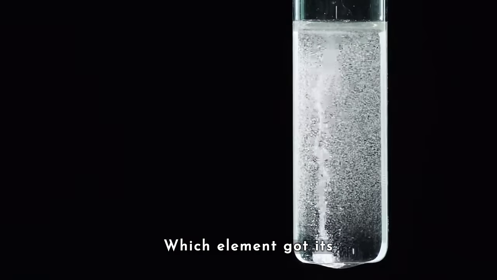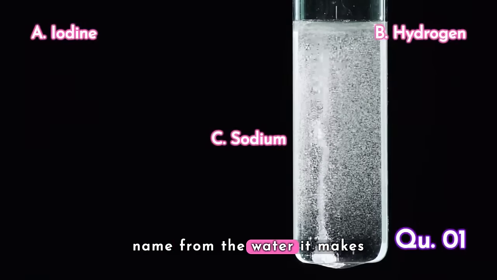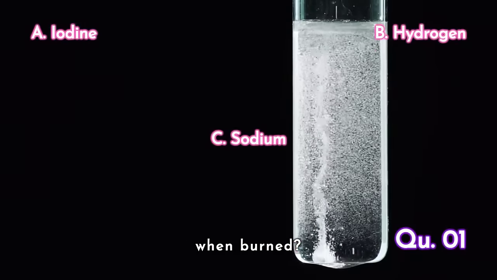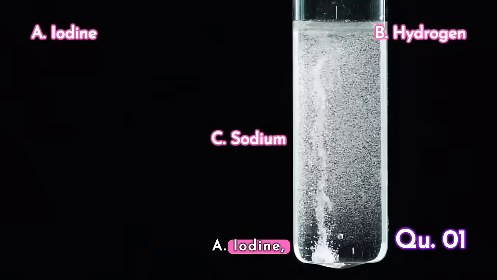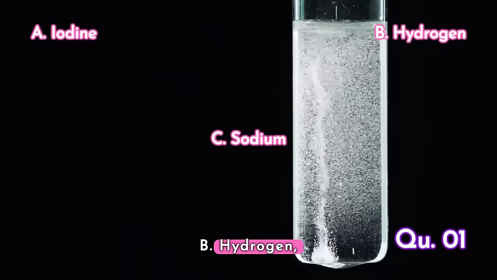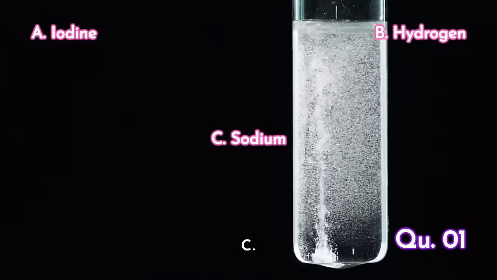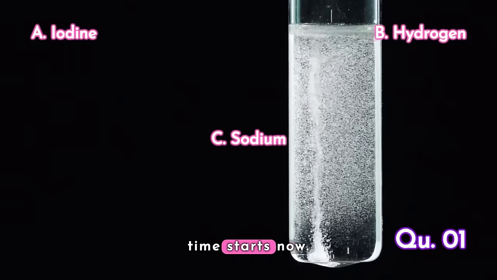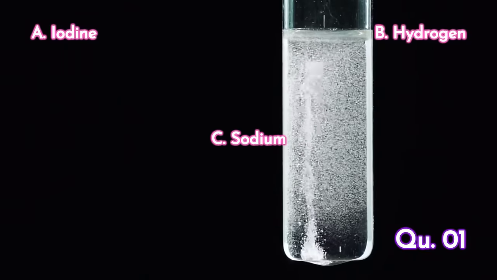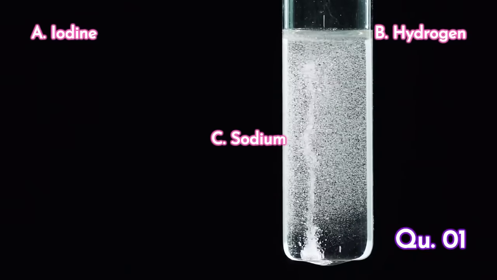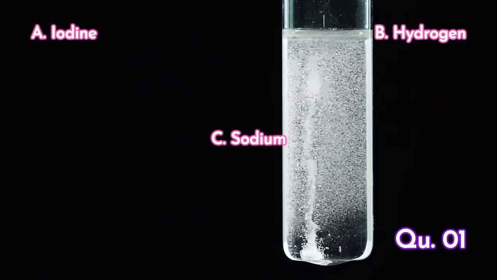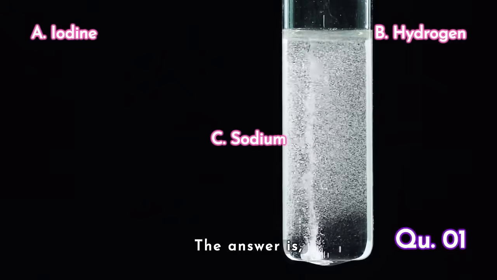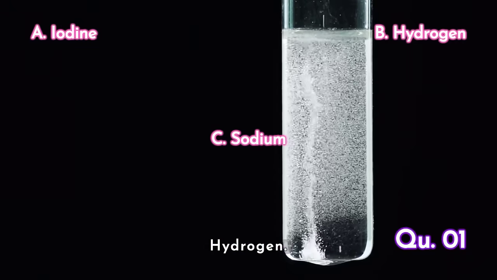Question 1. Which element got its name from the water it makes when burned? Is it A, iodine? B, hydrogen? C, sodium? Your time starts now. The answer is B, hydrogen.